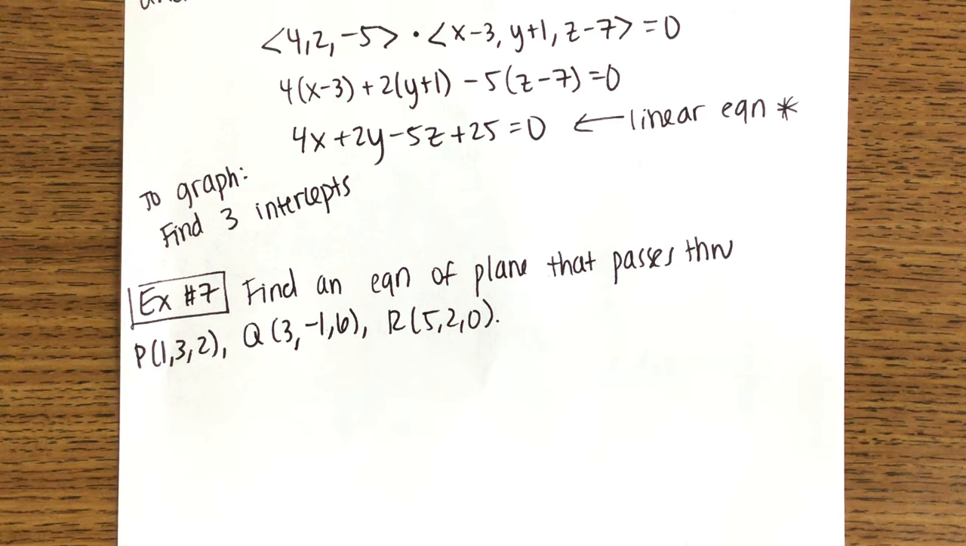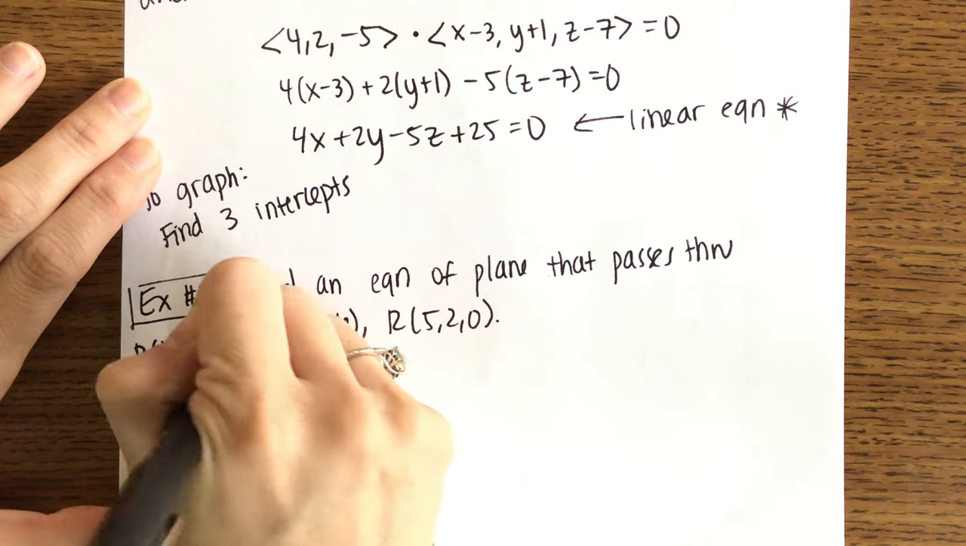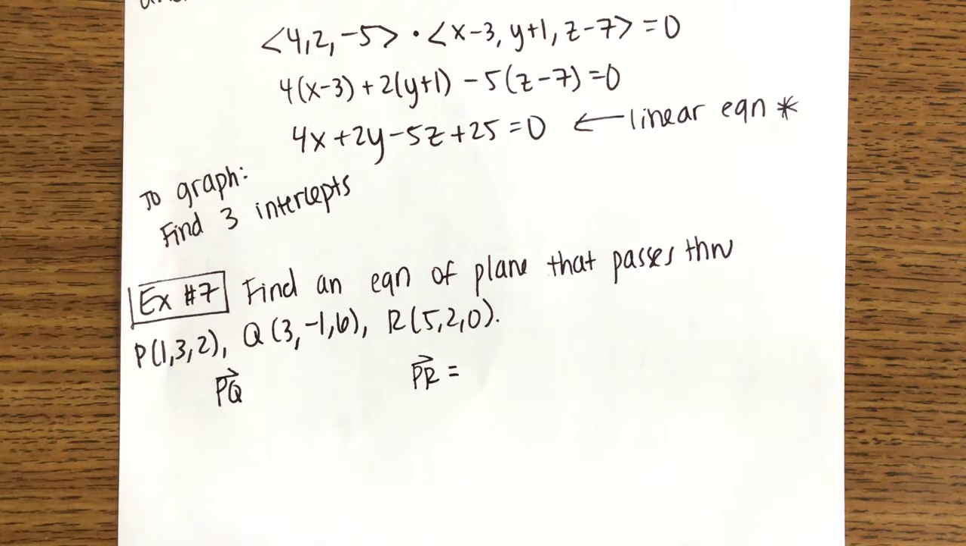Okay, so as we talked about a few minutes ago, we need a point and we need a normal vector. We have three points to choose from. How are we going to find a normal vector? How can I use those three points to find a vector that is perpendicular to the plane? So we're going to find two vectors. I'm going to do Max's suggestion and find PQ and PR. Then when I take their cross product, I'll end up with a vector that's perpendicular to both.